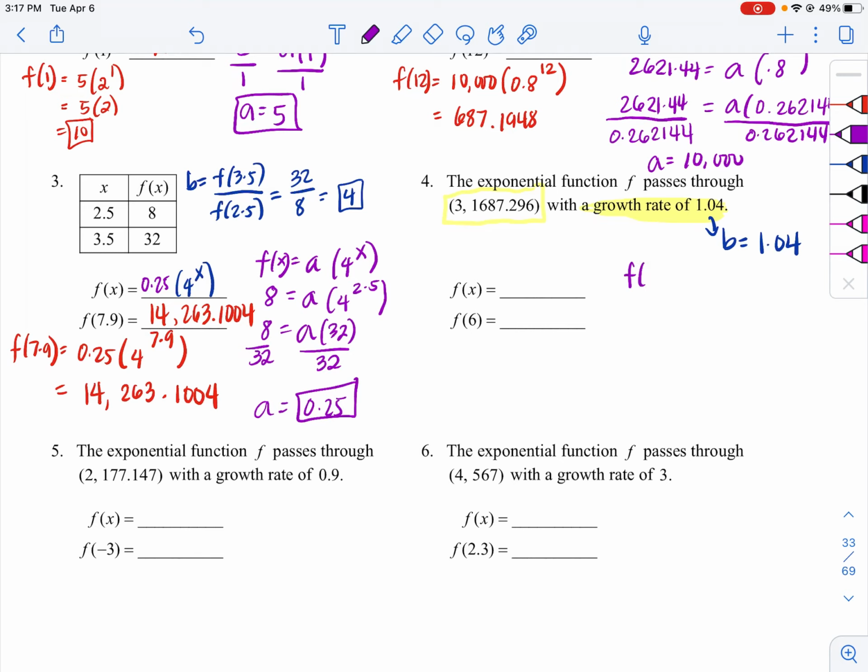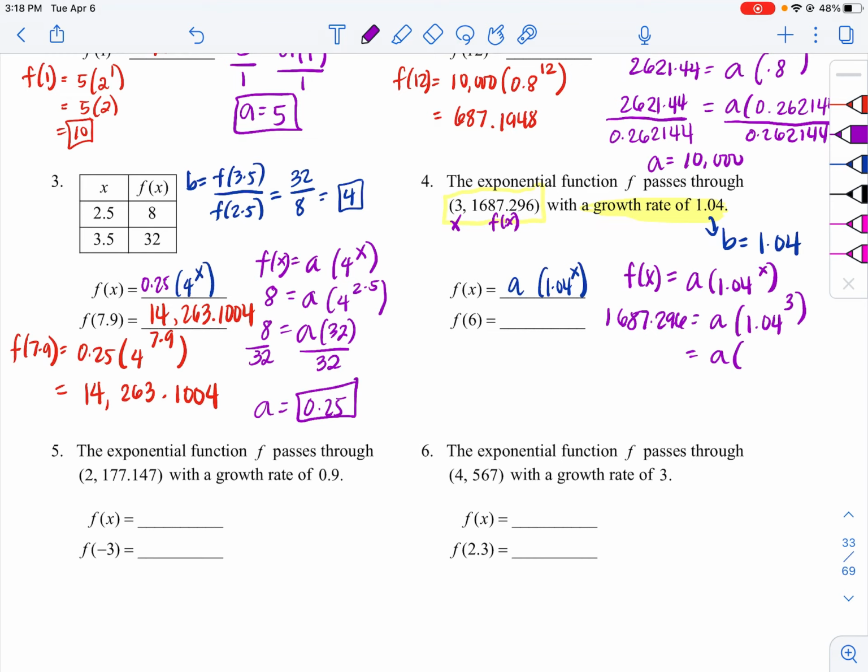So f of x equals a times, I forgot to put a times 1.04 to the power of x. A times 1.04 to the power of x. So we are going to plug in this time. I don't have a choice but to plug in this because that's the only thing I'm given. So this is my x and this is my f of x. So my f of x is 1687.296 equals a times 1.04 to the power of 3.